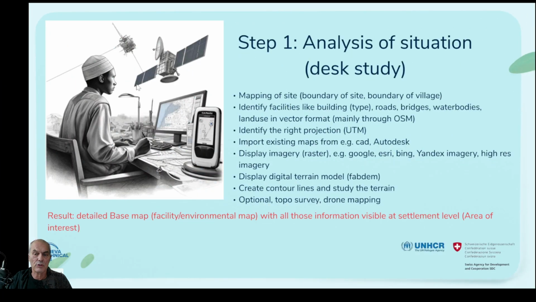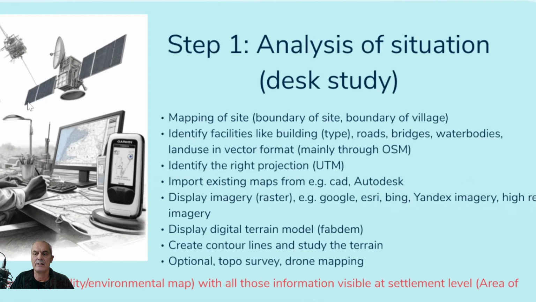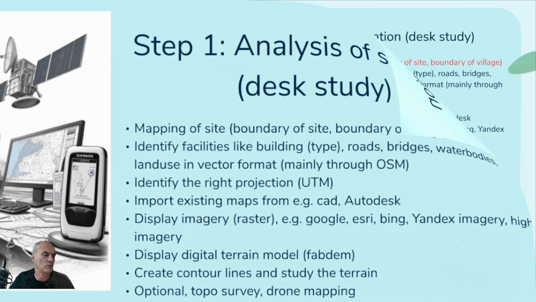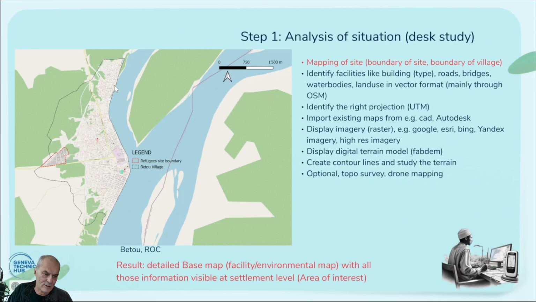So the first of the 5 steps, a very important step, is the analysis of the situation. Here you see listed the points that we are going to discuss point by point. The result of this first step is to have a detailed base map, a base of information that you can find online. First step, it might sound stupid, but you have to georeference your location.